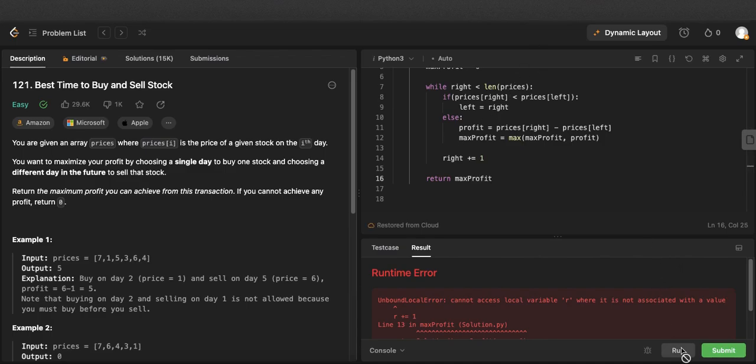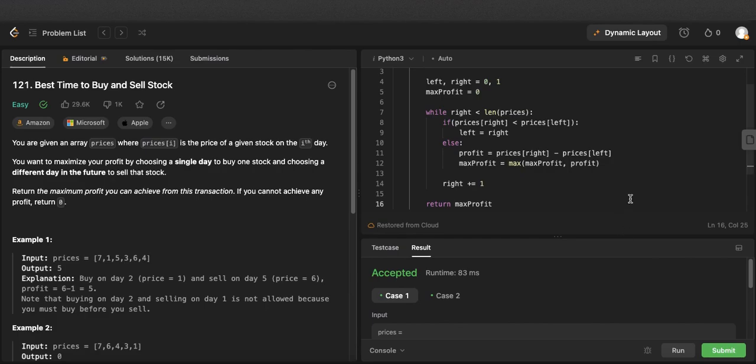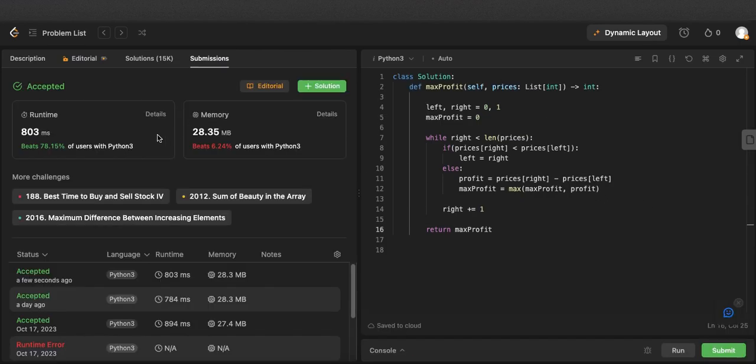Let's make sure this runs. And we see that it works.